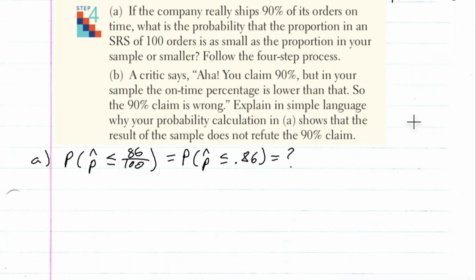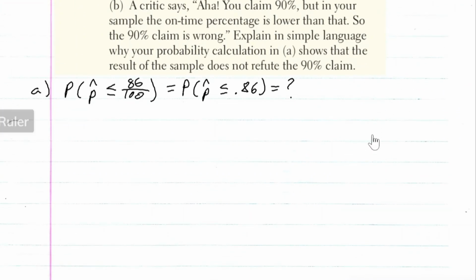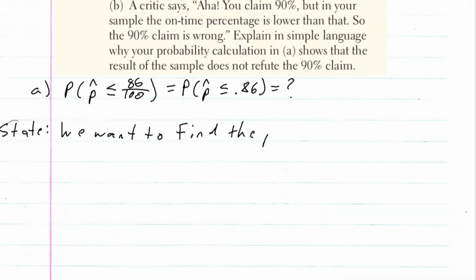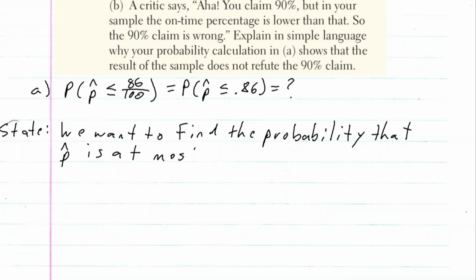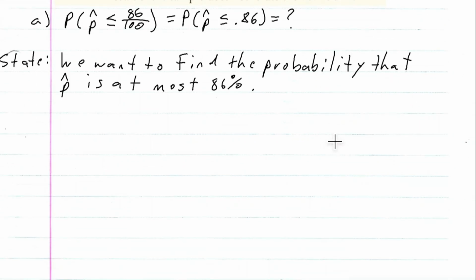Let's go ahead and start our 4-step process. Let's do our state. We want to find the probability that p hat is at most 86%. Now let's start our plan.